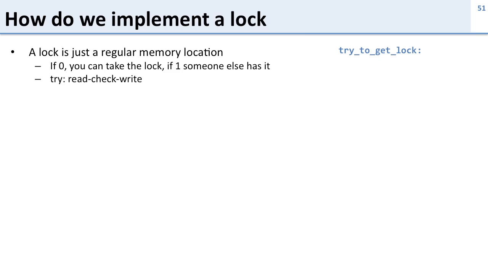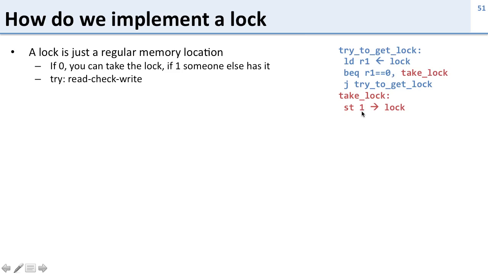So here's our code. We have a little loop where we try to get the lock. We're going to first read the lock, so we load the lock value into R1. If R1 is 0, then we can go ahead and take the lock. If it's not 0, we're going to keep trying again until we can get the lock. Now if it is 0, that means nobody else has the lock. We're going to jump down to take the lock, or we're going to put 1 into the lock to say we have it. So this is what we need to do, but there's a problem.